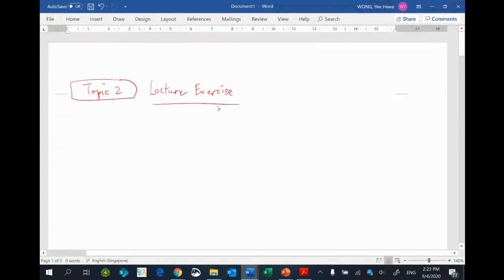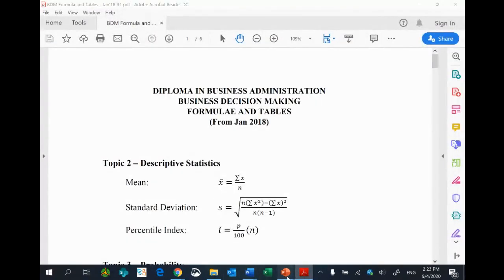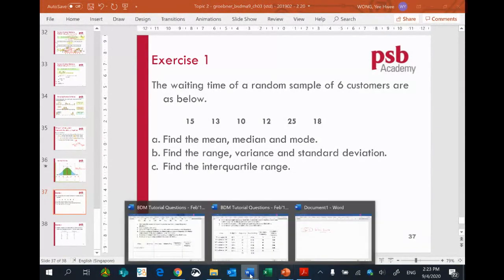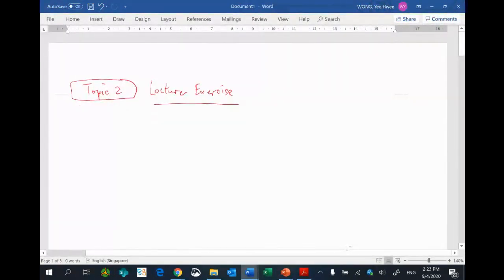Okay, let's work it out here. You have to take a photo of this, yeah, if you don't have this number and the question. 15, 13, 10, 12, 25, 18. I'm going to transfer the number over here. 15, 13, 10, 12, 25, 18.